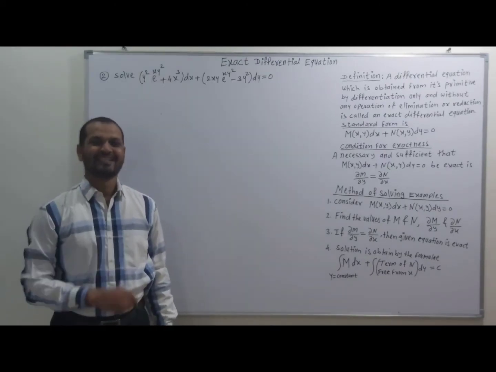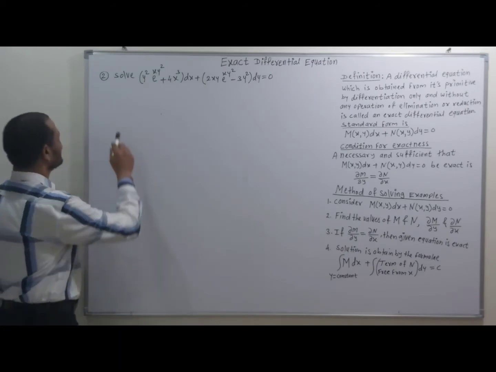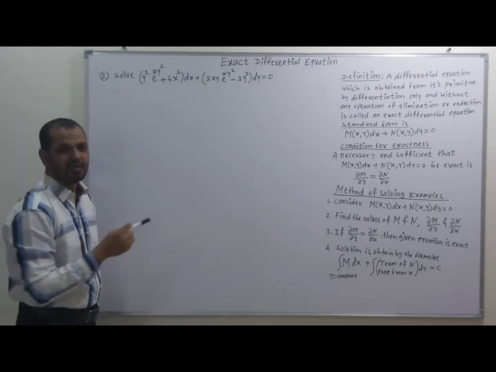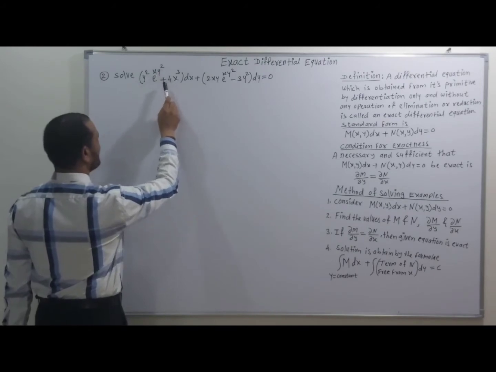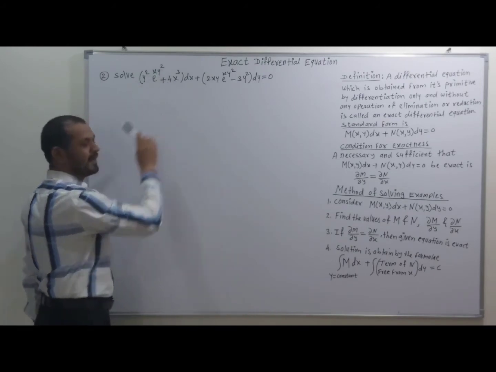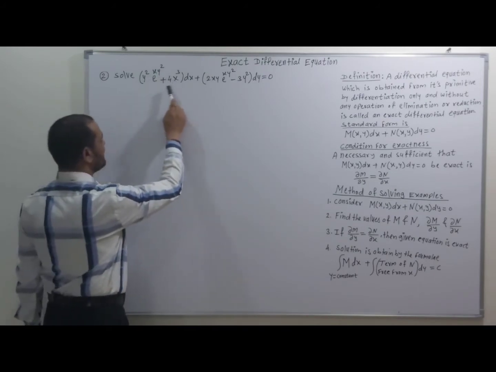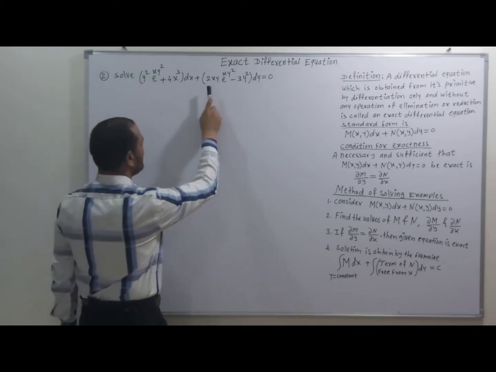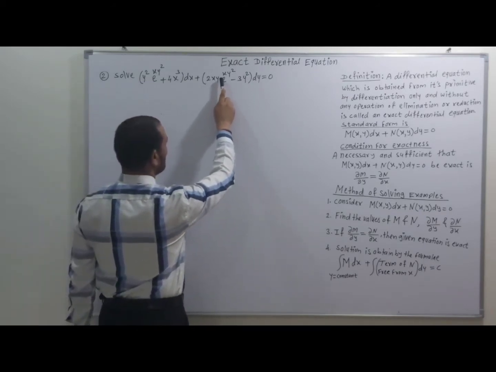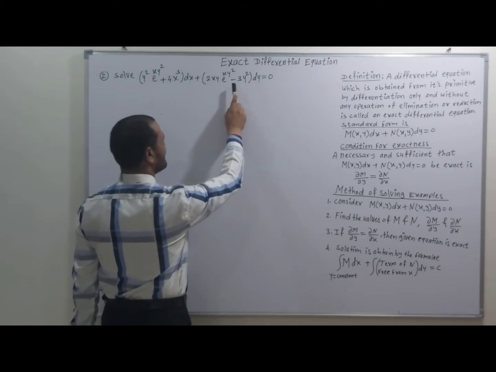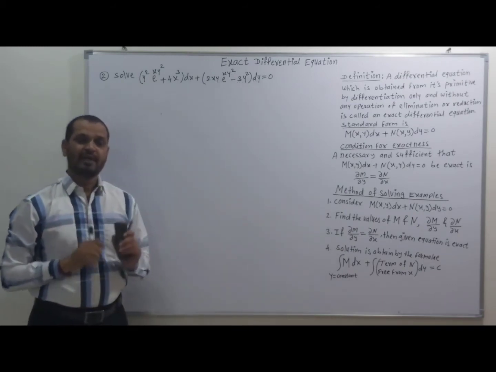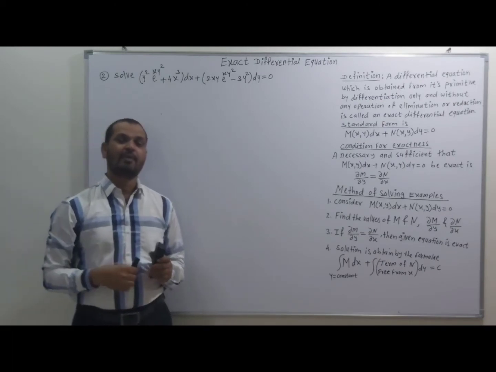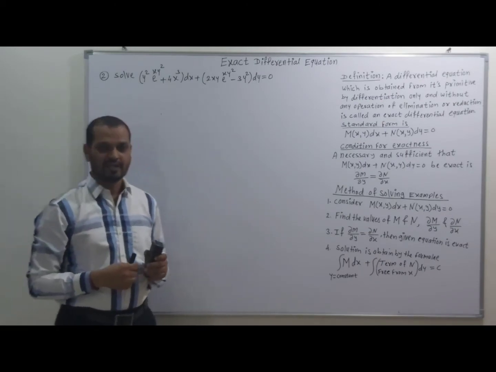Now friends, let's take the second example. So here the second example is: solve (y square e raised to x y square plus 4x cube) dx, that means this is the value of M, plus (2xy e raised to x y square minus 3y square) dy is equal to 0. So our aim is to solve this example with the help of the exact differential equation method.